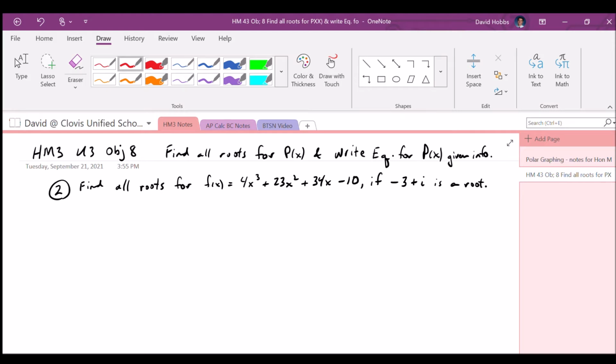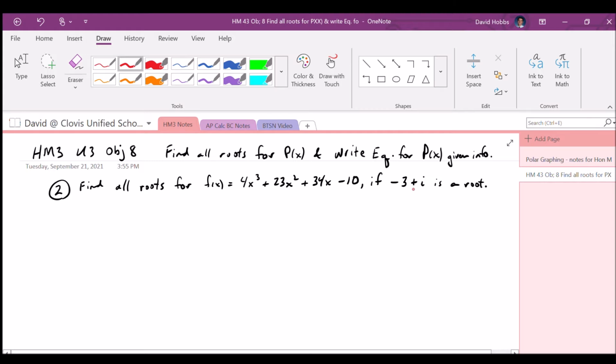Okay, so problem number 2, find all the roots for this polynomial function, 4x to the third plus 23x squared plus 34x minus 10, if negative 3 plus i is a root. Okay, now, since this is a third degree polynomial function, 4x to the third, we know that there are a total of 3 roots. And I've also been talking to you about the fact that when we have imaginaries, imaginary roots come in pairs.